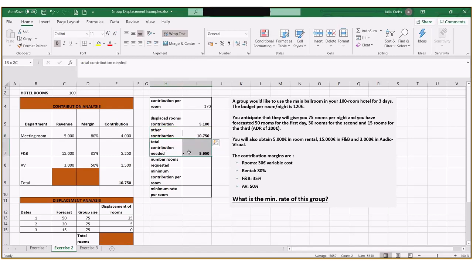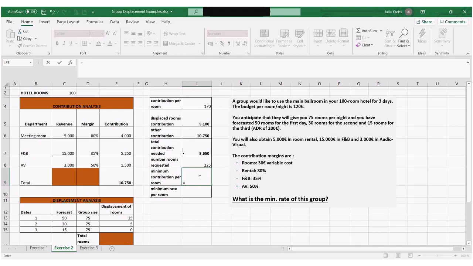Now you see the contribution that is needed is negative 5,650. That's already a good sign. That already tells us that we are most likely going to be able to accept the group because the minimum rate will match what we need and most likely their budget as well. Now the last thing we need to do is find out how many rooms in total they are requesting. So 75 times 3, 225.